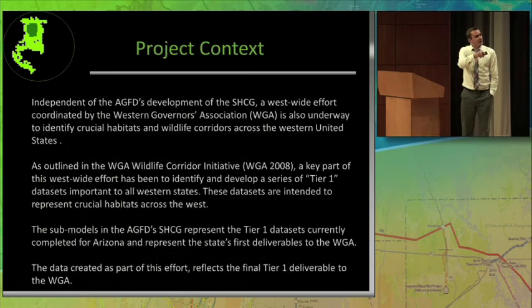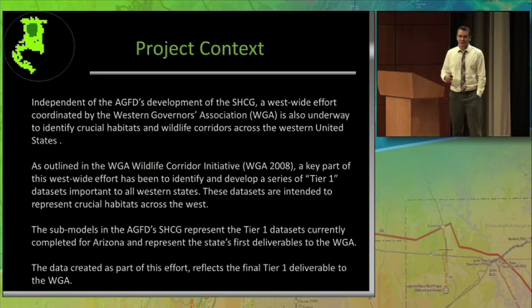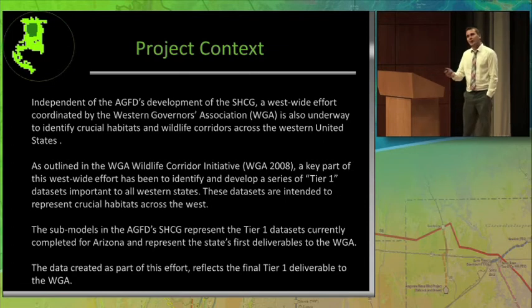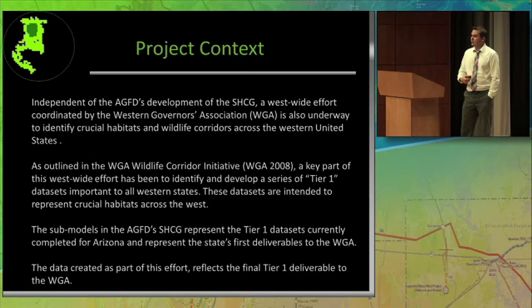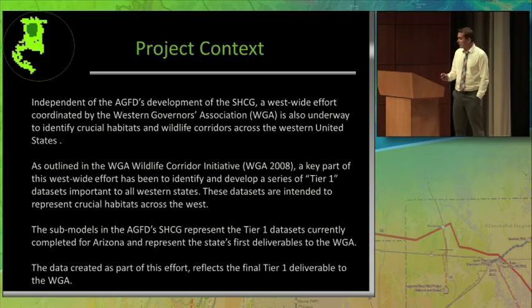Parallel to this is a really interesting initiative that's also occurring with the Western Governors Association. So the governors for the 19 western states have gotten together and they've formed an action plan of things ranging from economic development to conservation prioritization. Those SHCG Tier 1 data sets that you had seen on the previous slide were the information that the Western governors were interested in obtaining to formalize a blueprint for conservation of all Western states. So that's a key part of what Game and Fish is working on.